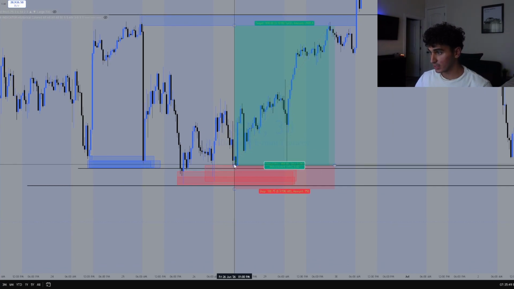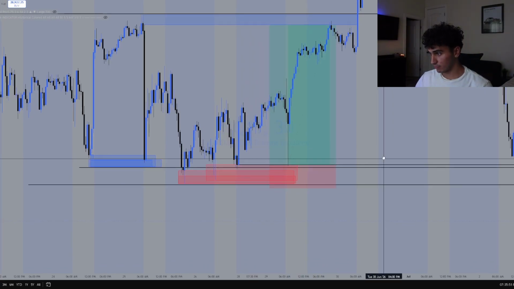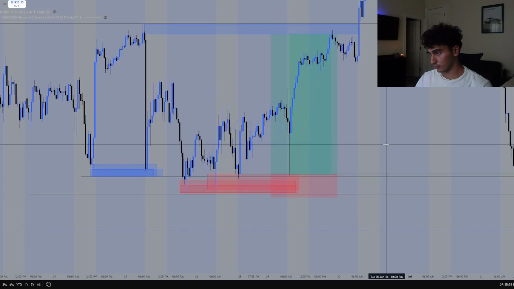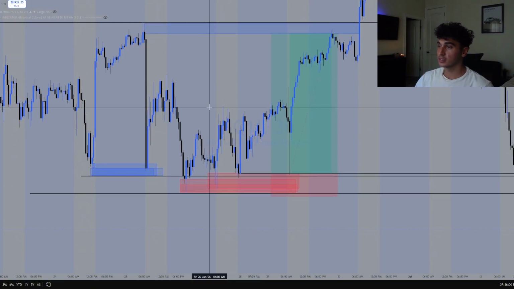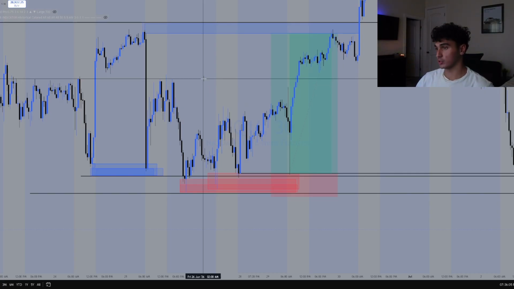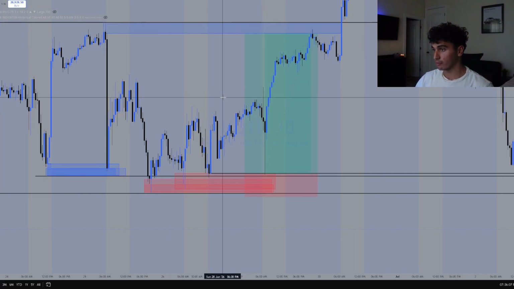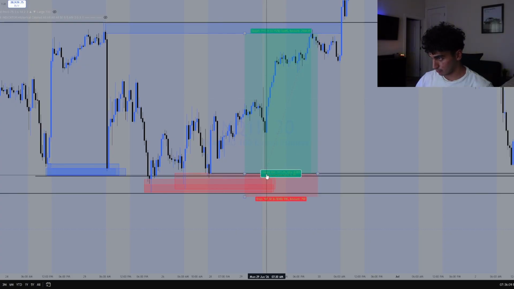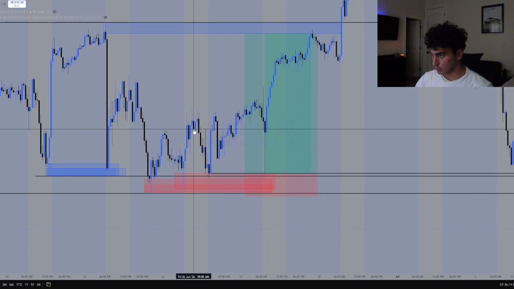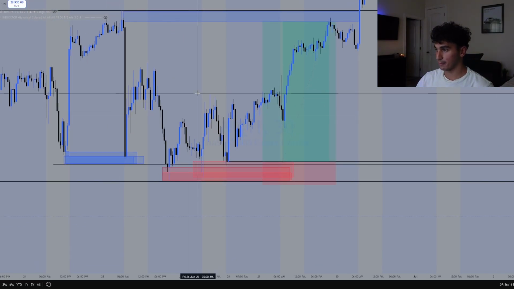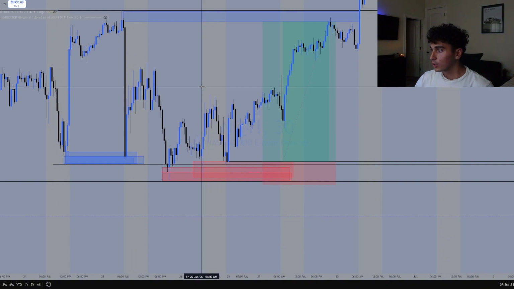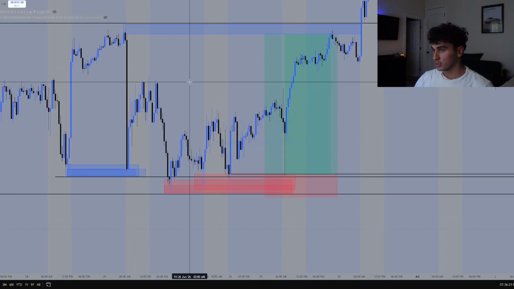So in this case, let's say we enter off of this rejection right here. We would then want to look for some sort of bearish gap that we can utilize as our exit point, or sorry, as our partial point or break even point. So if we can't find a bearish gap, which we can see right here, we do have something right here, but it looks like we already tapped into that. So we can utilize this point right here.